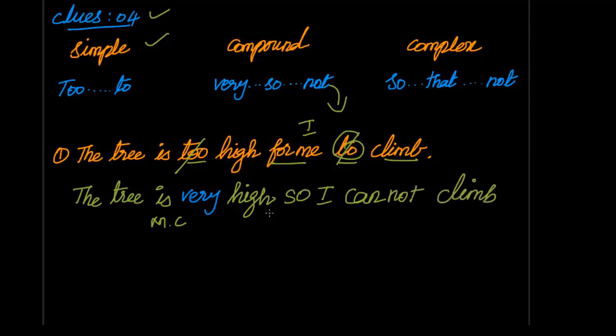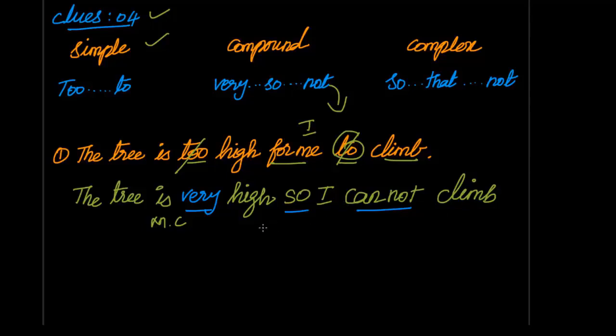Read the sentence. The tree is very high, so I can't climb. Here "very", "so", and "not" are extracted from the clue of the compound sentence, and only one word, "can", is added here because it indicates the meaning of impossible. That is why we add can here. The tree is very high, so I can't climb.